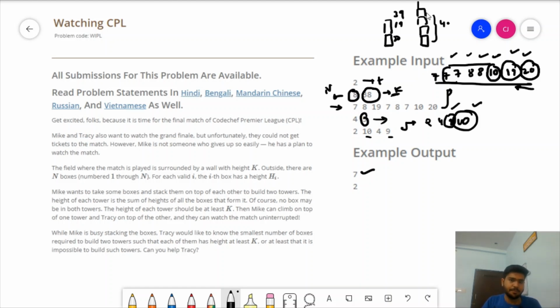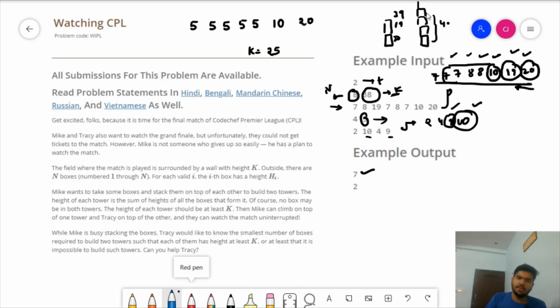But is this approach good? Is this approach fulfilling? Because if we think greedily, can there be some test case lagging? Let's see. Let us suppose we take this test case: we have five 5s, then 10, and then 20, and we are taking the height of the wall as 25, so k is equal to 25.